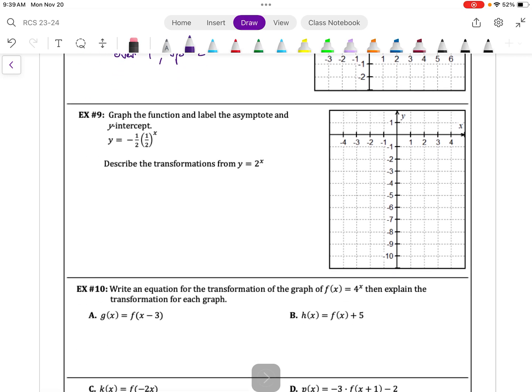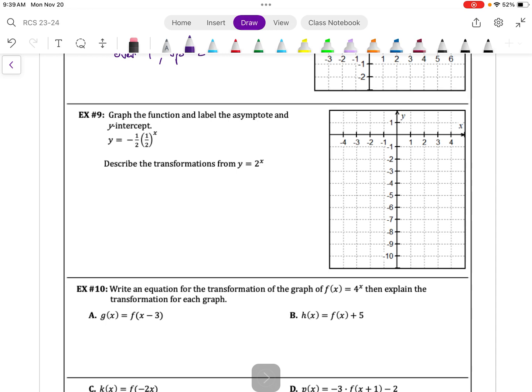All right, graph the function, label the asymptote and the y-intercept. Describe the transformations from y is equal to 2 to the x. Okay, so we are going to graph this function.